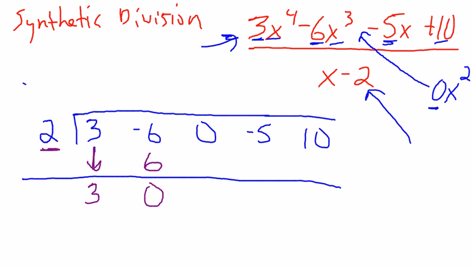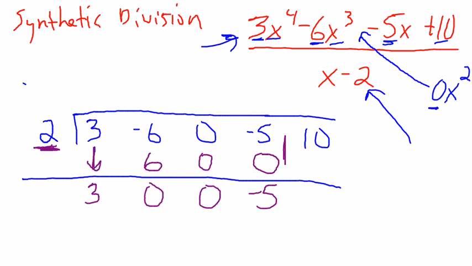Now I multiply 0 by 2. Write that number here, it's 0. Now I'm going to add again. So I get 0 plus 0 is 0. Now I multiply, so I get 0 times 2, which is also 0 again. So lots of zeros in this example. Now here's where I'm not going to get a 0, I guess. When I add these guys, I get a negative 5.